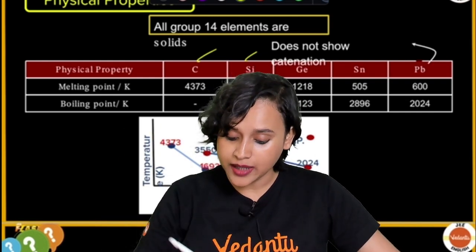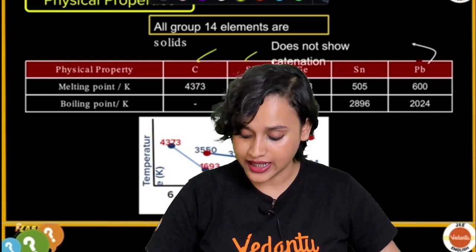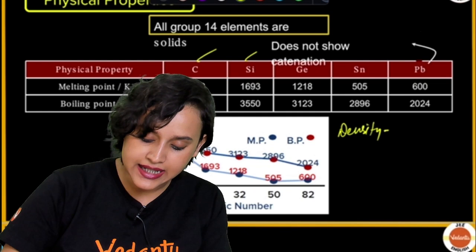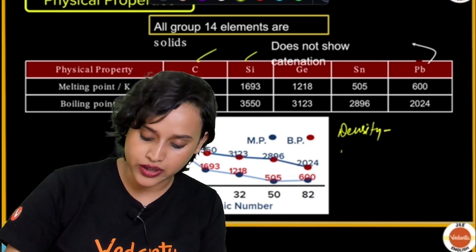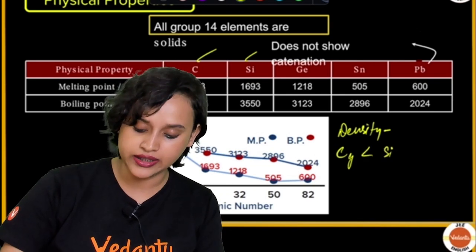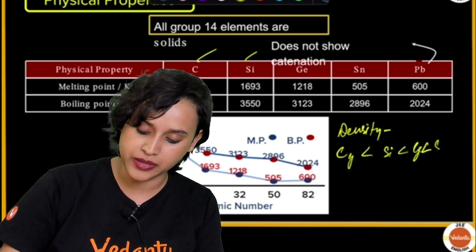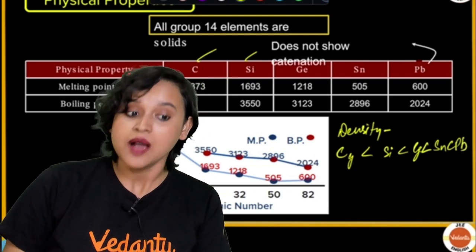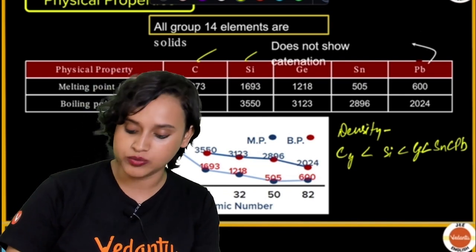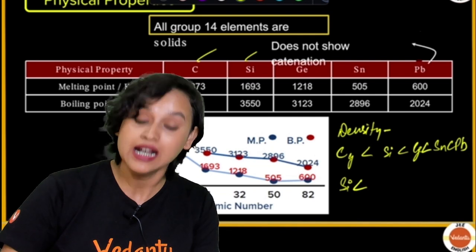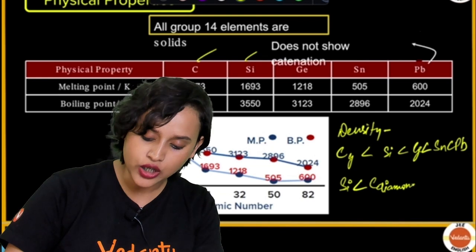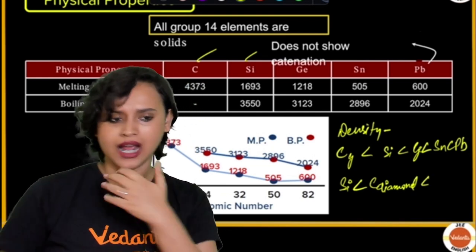Before melting point, let me tell you about density, everybody. If we talk about the group 14's density, and if we take, let's say, graphite, carbon graphite, then it will be lesser than your silicon, then germanium, then tin, and then lead. But if you want to take diamond as carbon's allotrope, then silicon will be lower than carbon's diamond, and then you will have, as usual, whatever I have just told you.